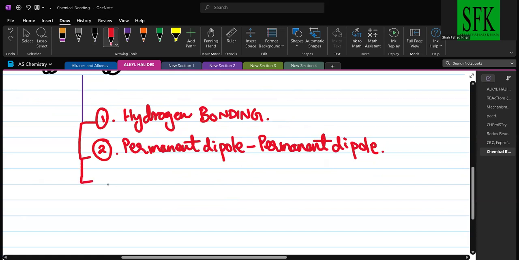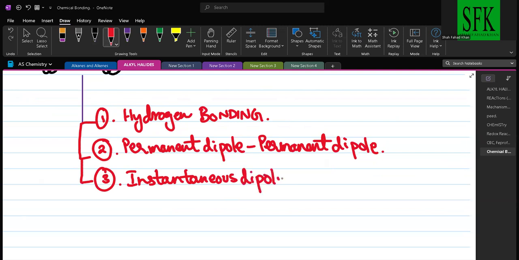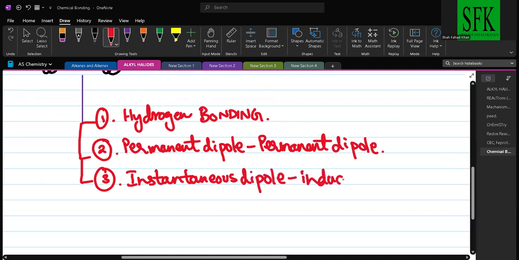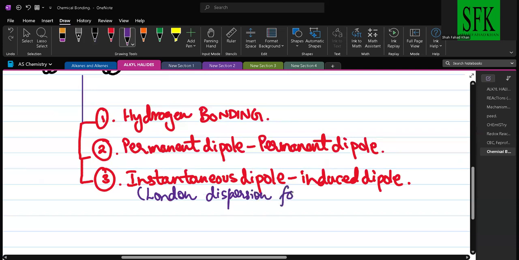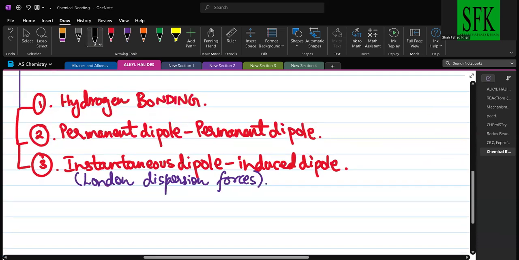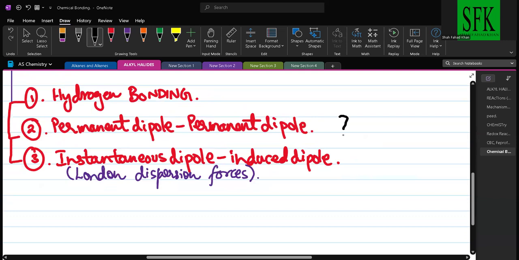The third type is called instantaneous dipole induced dipole interaction. Instantaneous dipole induced dipole interaction is also known as London dispersion forces. The reason for calling them London dispersion forces is because they were discovered by a scientist named London.